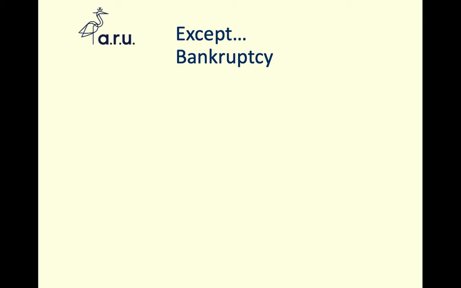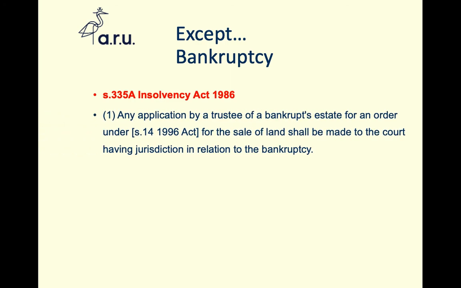Exceptions to when the courts will consider TOLATA would be for bankruptcy. Where there's a bankruptcy, instead of Section 14 and Section 15, we would have Section 335A of the Insolvency Act 1986. This would be the relevant provision as to how a trustee in bankruptcy would approach the court. This is the ability for the trustee in bankruptcy to apply for the sale of land. They want to push for the sale in order to get their percentage and satisfy the debt.